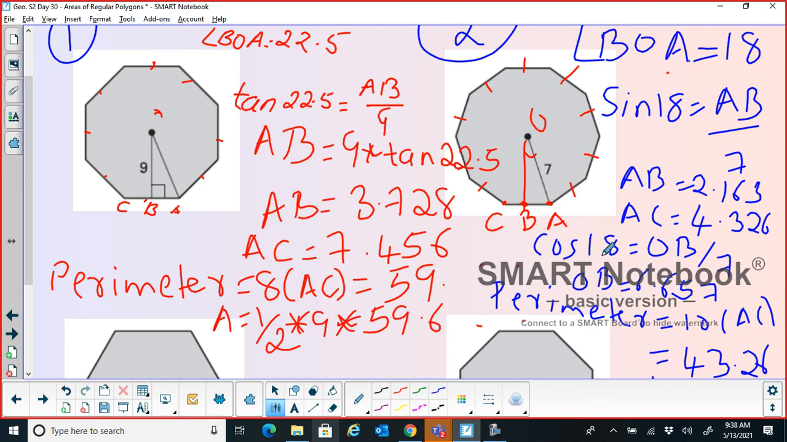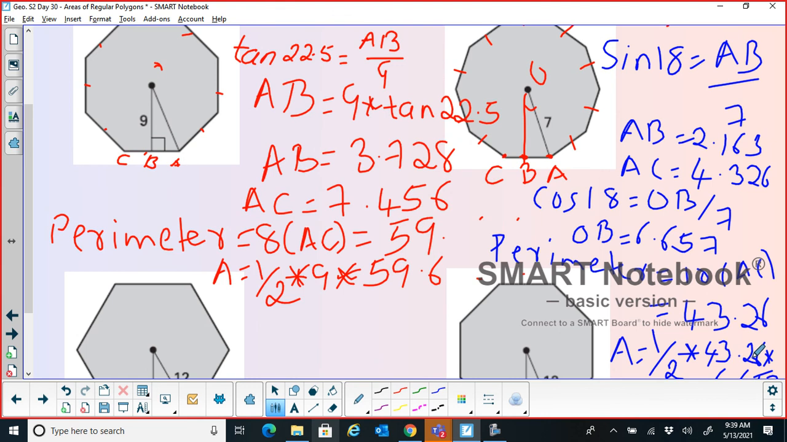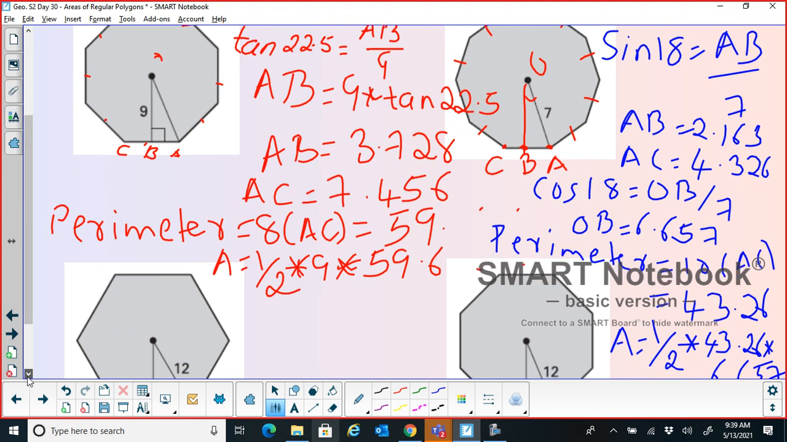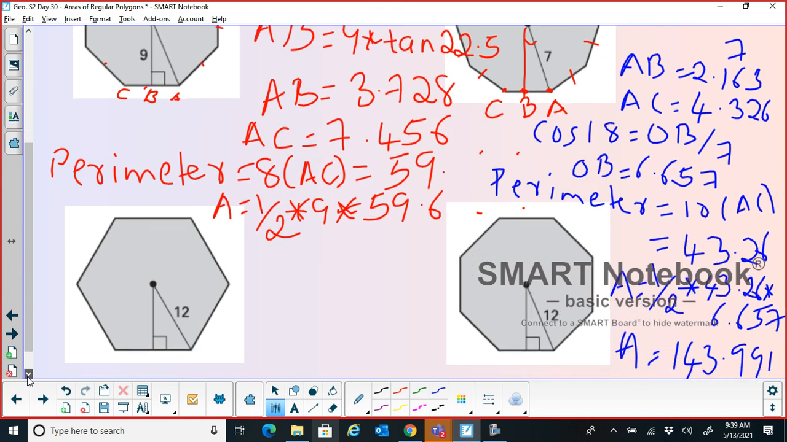And cos 18 is used to find the value of apothem, which is OB over OA. OA was 7, so OB over 7 equals cos 18, and OB equals 7 times cos 18. If I simplify that, I get OB as 6.657, and then I can use the formula to find area, which is half of perimeter times apothem, half of 43.26 times 6.657, which will give us 143.991 square units. Okay, I hope these kinds of problems are clear.